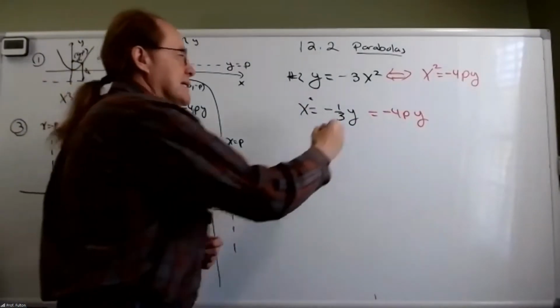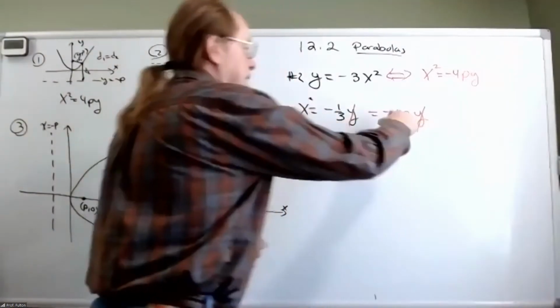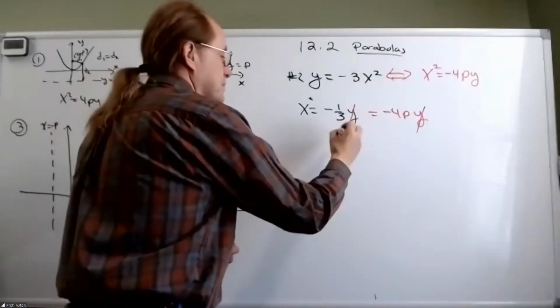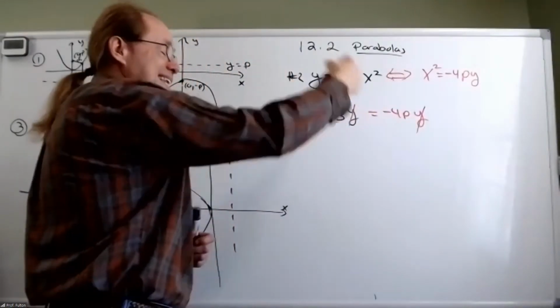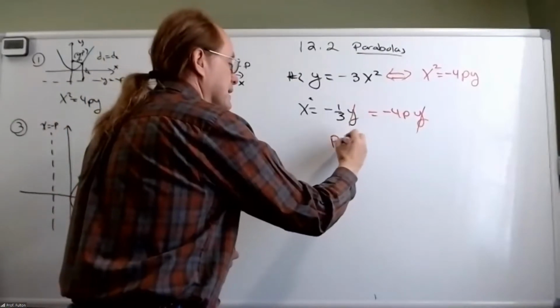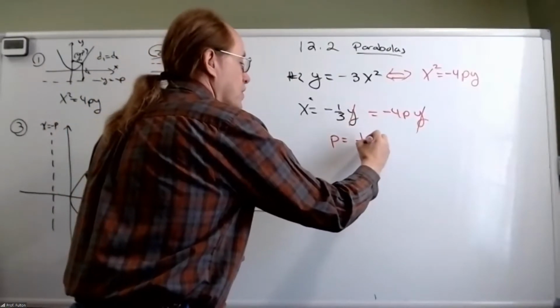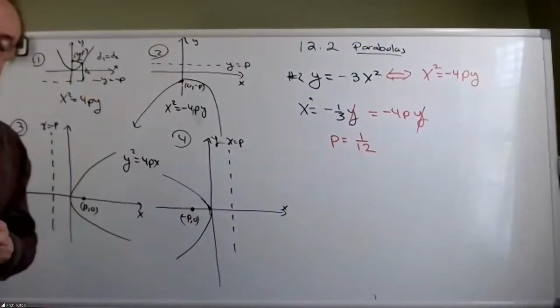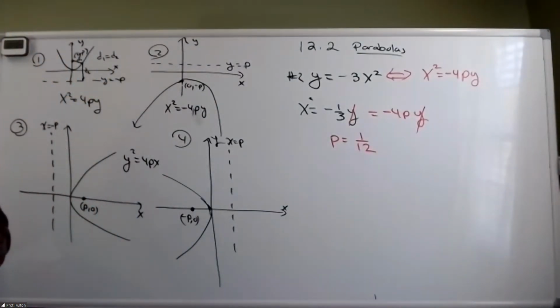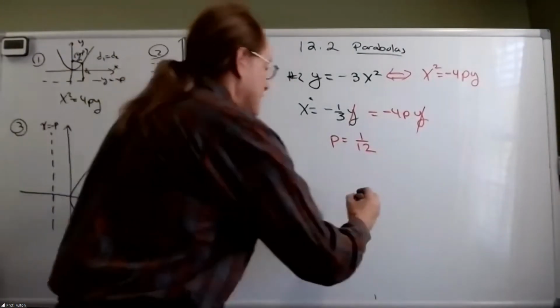Okay, so the y's cancel out, and I can solve for p. If I divide both sides by -4, that tells me p is a positive 1/12. Okay, so what does this look like?